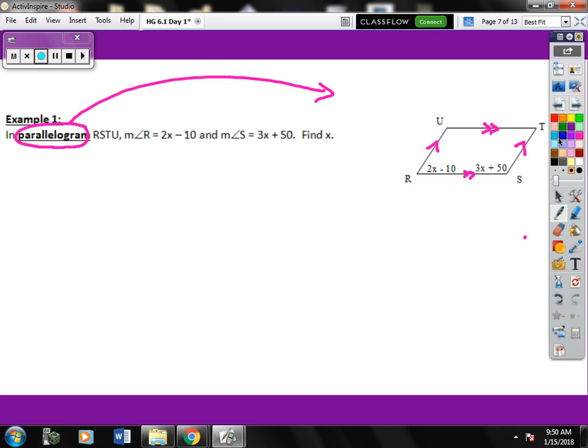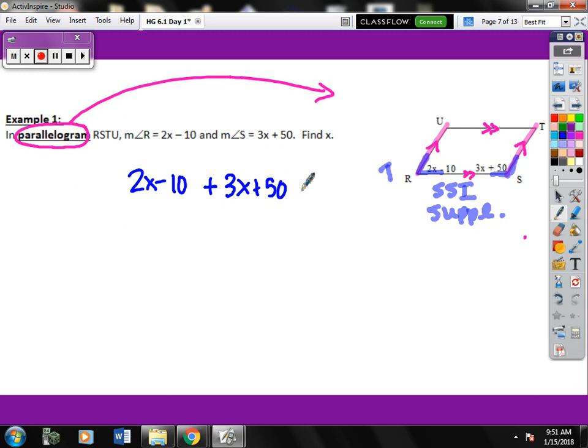So we are going to use the fact that these are parallel lines to either say that angle R is congruent to S or is it supplementary to S. Joseph? Supplementary. So these two angles follow along this transversal. These would be same side interior angles, which we know, if lines are parallel, those are supplementary. Therefore, they add to 180. Let's see. So we would say 2x minus 10 plus 3x plus 50 equals 180.